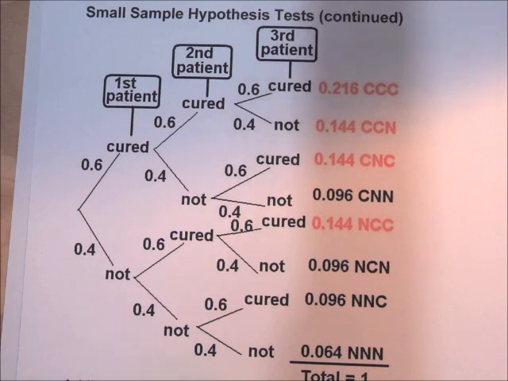So the 0.648 is more than our desired level of doubt, which is 0.05. That means we fail to reject H naught. The sample does not provide enough evidence to say the new drug is better than the old.